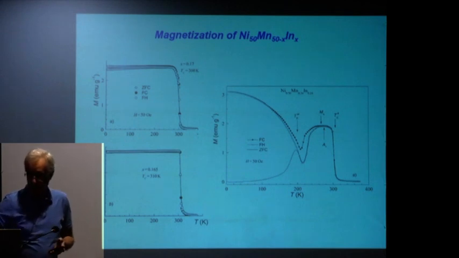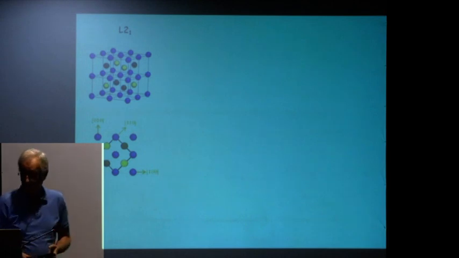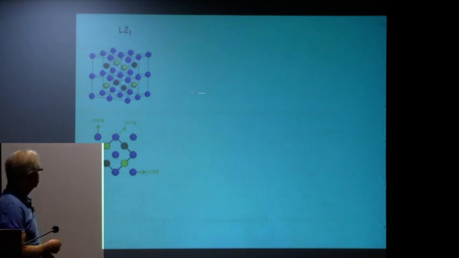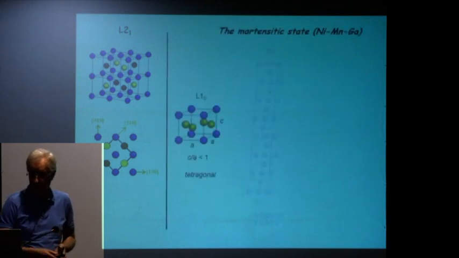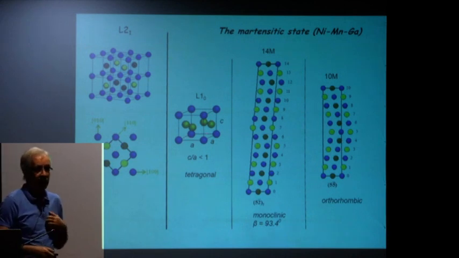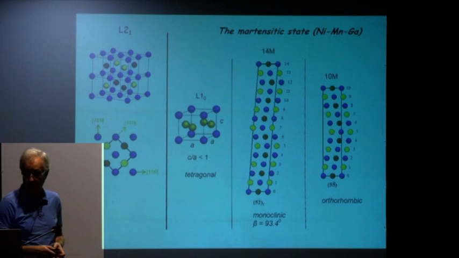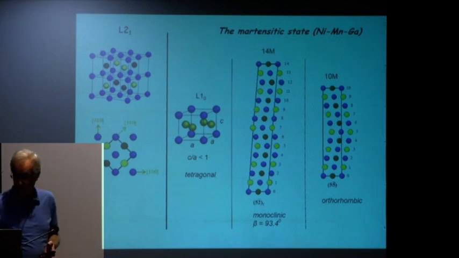So then when we looked at the structure, what we saw was that, okay, we have an L21 state. Out of that we can build our L10, and we can modulate that, and we get these funny structures. And then we came to a point where we said, well, what was happening in the magnetization?